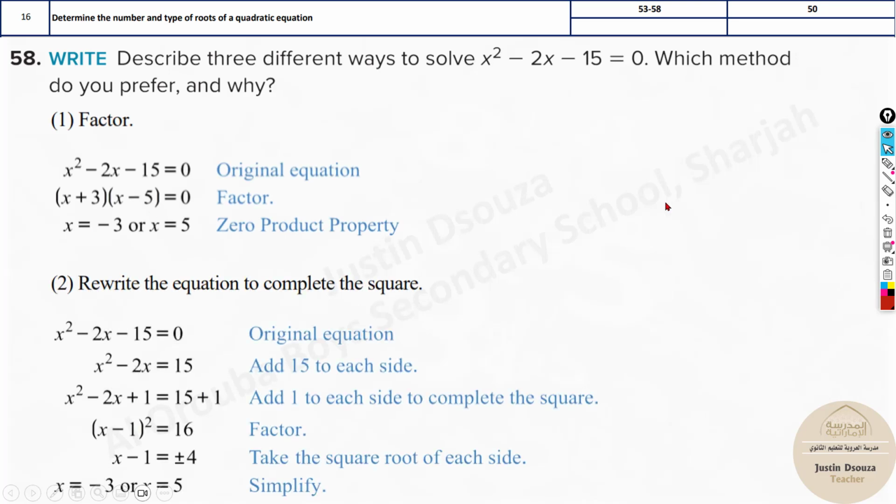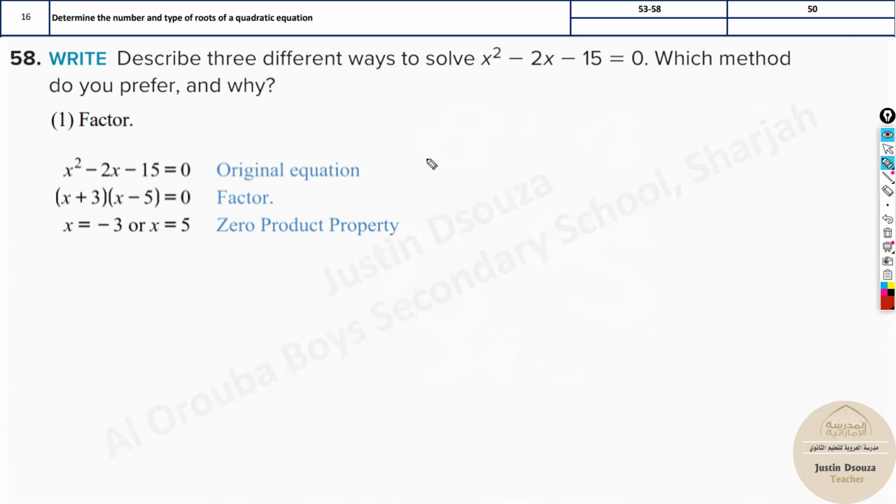That's the answer. Now, when you factor it out, you have to write it like this. What is the answer? We got x is equal to minus 3, x is equal to plus 5. When you write it as factors, you cannot use the calculator method. So write this question as it is, the original equation.